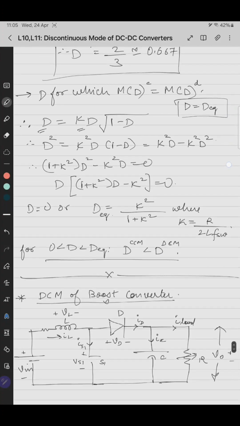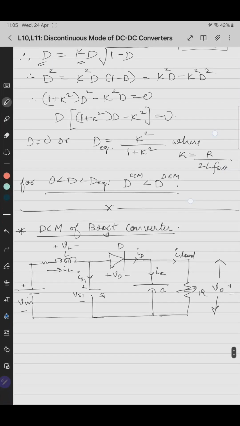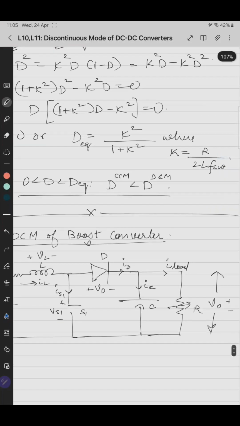That is, let's assume that D is equal to D equivalent. So D equivalent is K squared by 1 plus K squared, where K is R by 2L f switching. So at this duty ratio, the buck converter will have the same gain even if it operates at CCM or DCM, it will have the same gain. We have to make sure that D is equal to this K squared by 1 plus K squared, where K is R by 2L f switching.